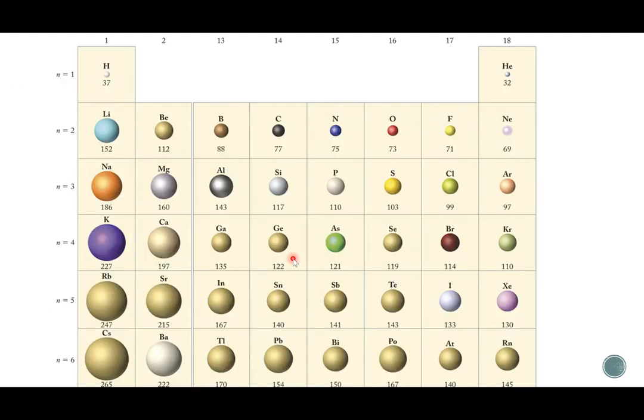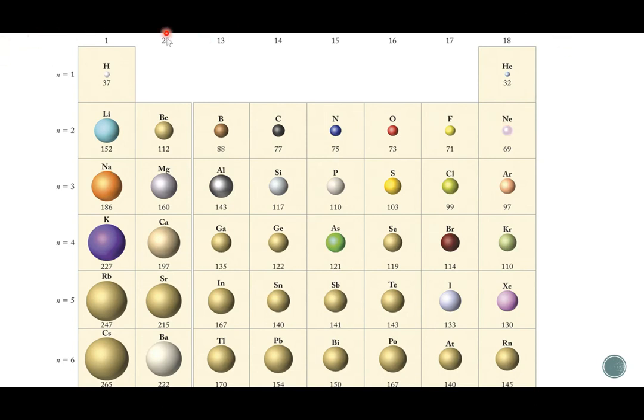So here is our trend for atomic size. We're going to talk about two trends. We're going to talk about top to bottom. We're going to talk about left to right. So those are two trends that you see pretty quickly here. Top to bottom makes the most sense, so that's what we're going to start with.